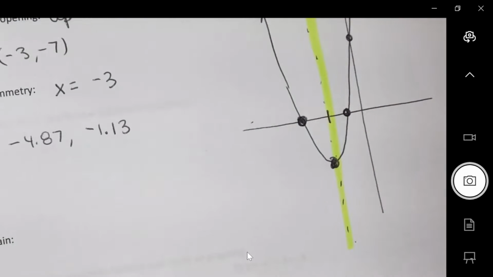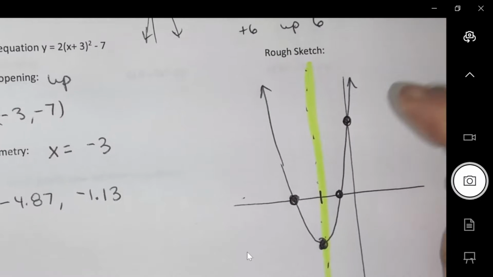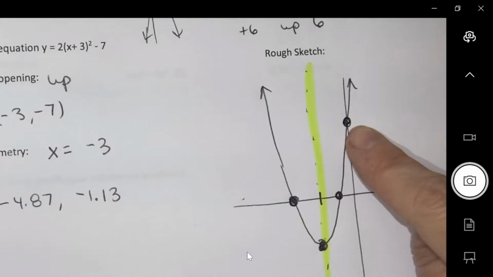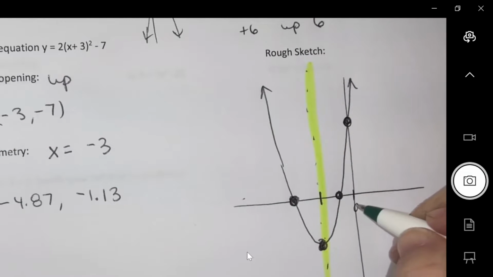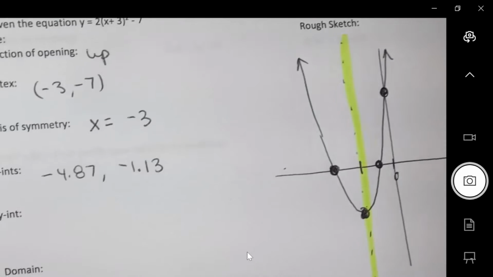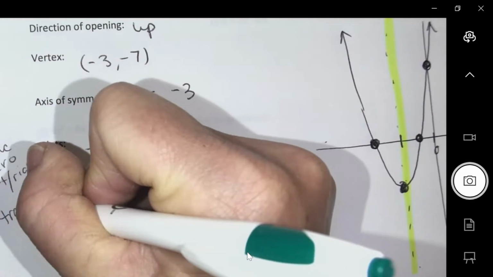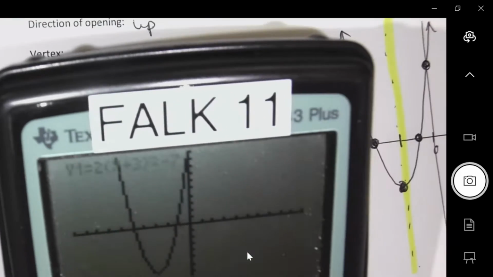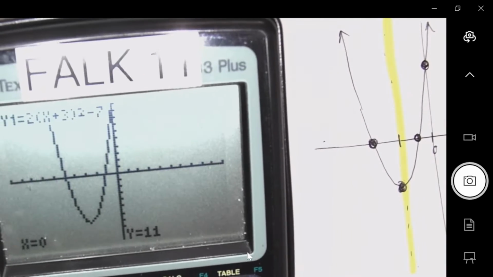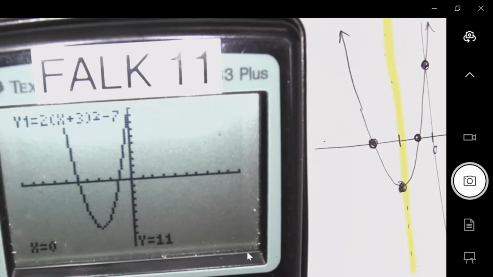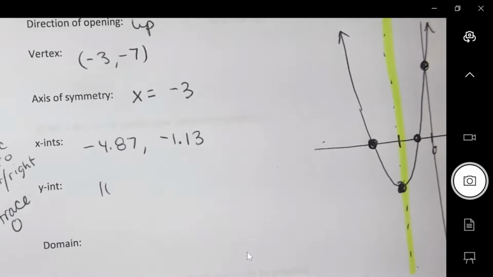Okay, now I need the y-intercept. So that's this coordinate right here. So what am I going to do? I'm going to tell my mouse to go to 0. So trace 0. 0, enter. And then it went there, so this coordinate is 0, 11. Because a y-intercept means the x is 0.